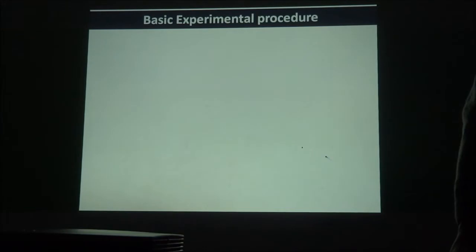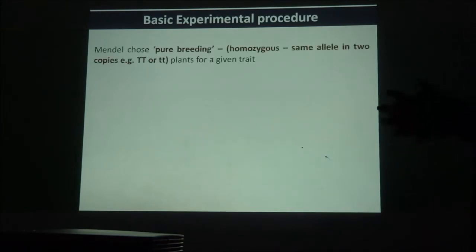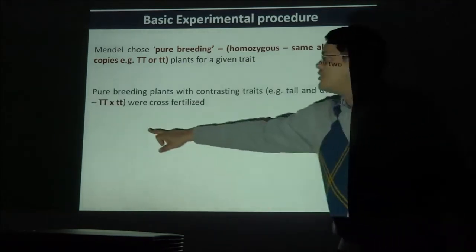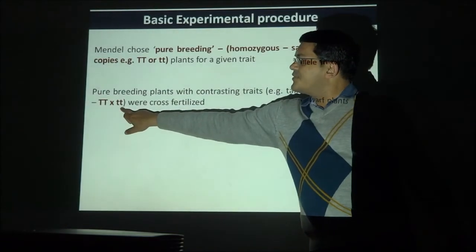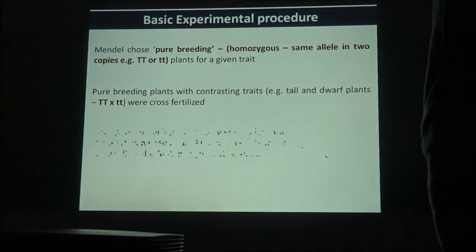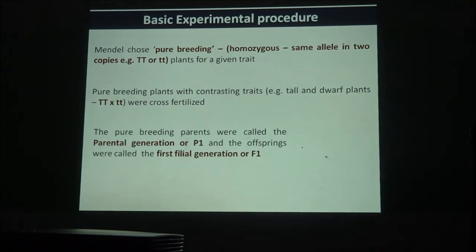Basic experimental procedure. What Mendel did was first take pure breeding plants of contrasting traits. Pure breeding means that every time you self them, you will get the same trait again. So for example here, you are crossing a pure homozygous tall with a pure homozygous recessive, bringing the 2 traits together and raising the first filial generation.